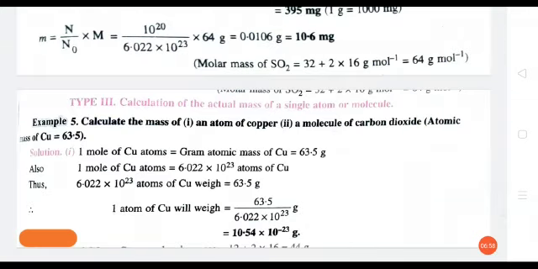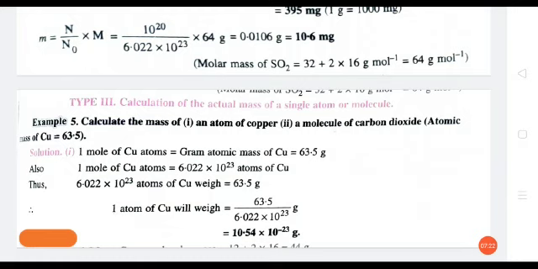Next is type 3, calculation of the actual mass of a single atom or molecule. Calculate the mass of an atom of copper, a molecule of carbon dioxide. An atom of copper I'm telling, okay? 1 mole of copper atom is equal to 63.5 gram. Value is given in your question itself.